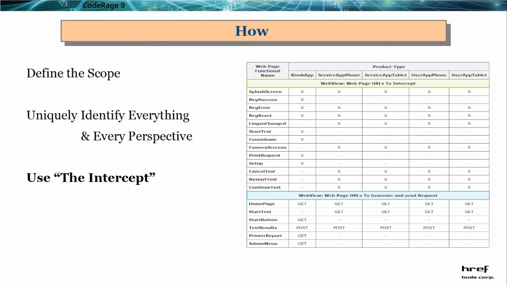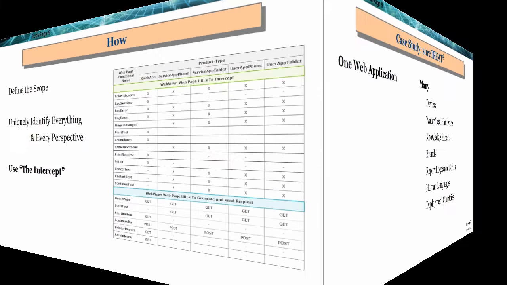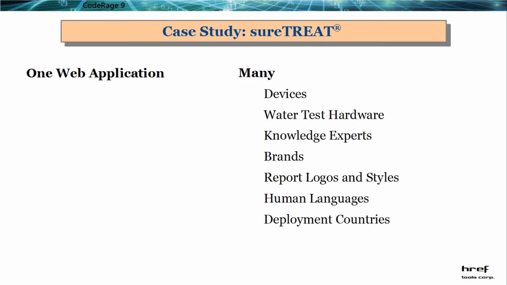The third key is the technique of trading control back and forth between the native app on the gadget and the browser component. I call that technique the intercept. It is simple to learn and very powerful. And I'll show you exactly how you intercept when we get to the sample project. Okay, now let's really dive in to look at SureTreat.